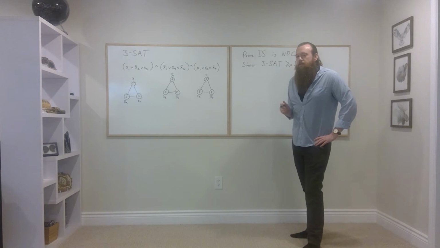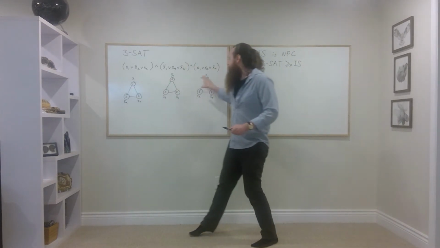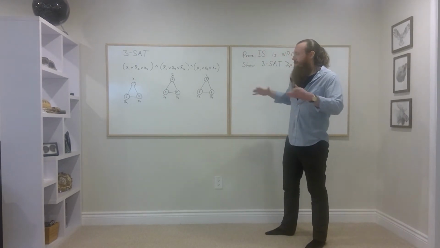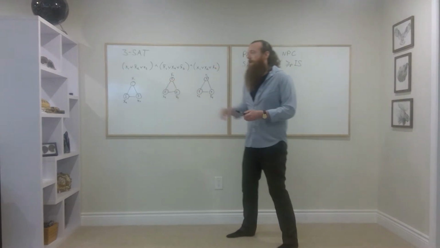Okay, is there an independent set of size 4 in this graph? No. Because as soon as I choose one node from each of the triangles, I can't choose anything else. I can't have 2 nodes from a single triangle. Therefore, 3 is the max here.